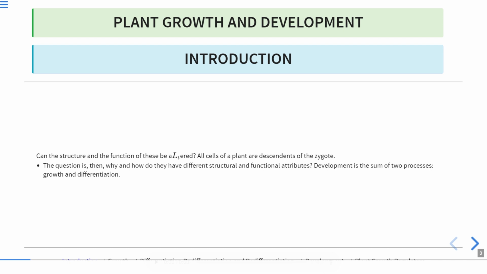All cells of the plants are descendants of the zygote. We all know that after syngamy, there is a formation of the zygote. The zygote divides and redivides and forms the embryo. And from the embryo, this whole plant is formed, right? So the descendants of all the types of tissue and all the types of organ are coming from where? It is coming from the zygote. It is a single cell.